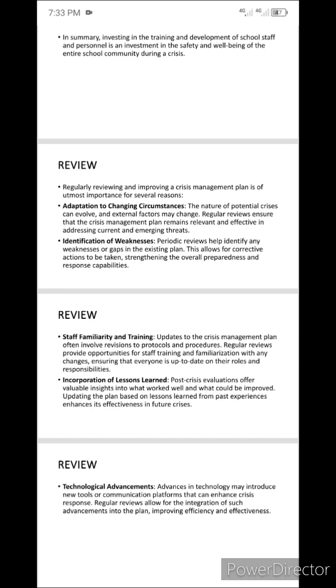So adaptation to changing circumstances. Not all the time na the same emergency would occur every now and then. So di ba lahi-lahi may emergency. So dapat from imong i-review unsay mga nabuhat nimo nga maayo, and you can also use that for the future.